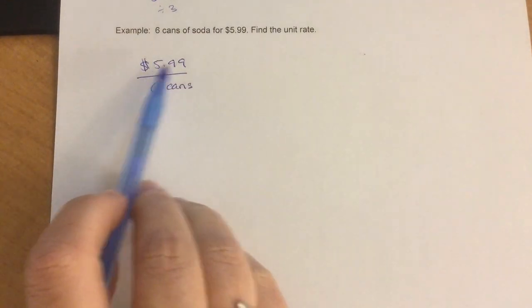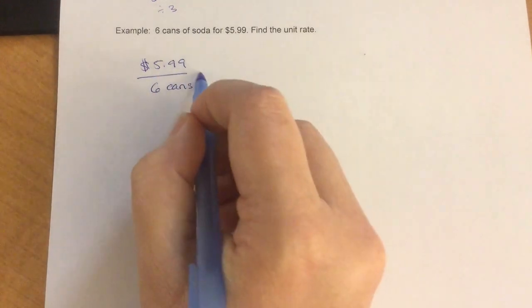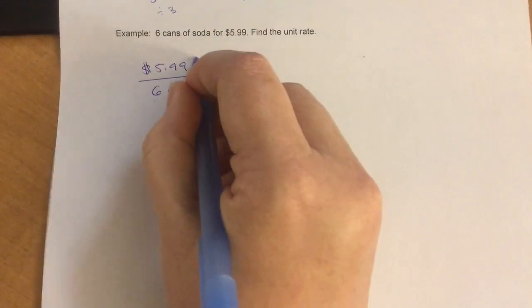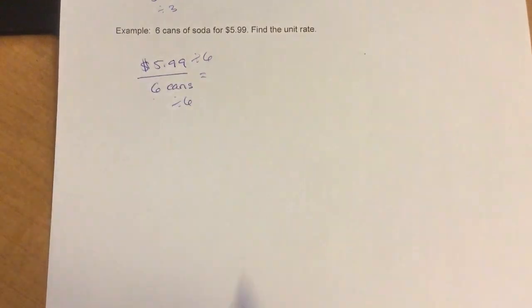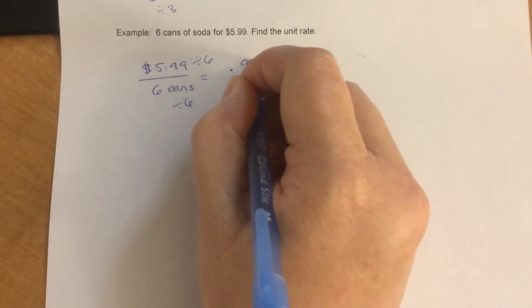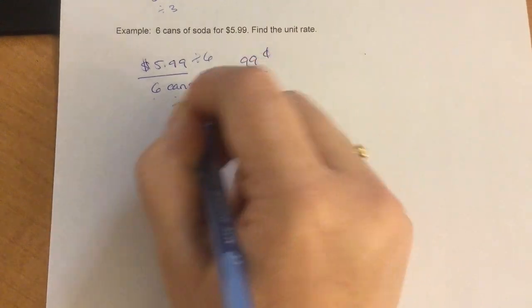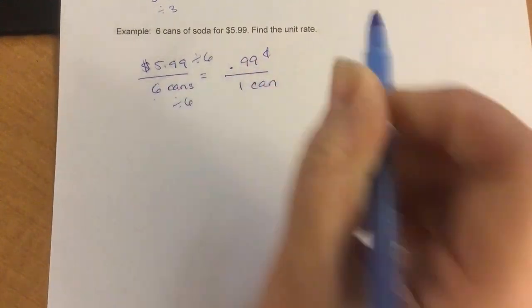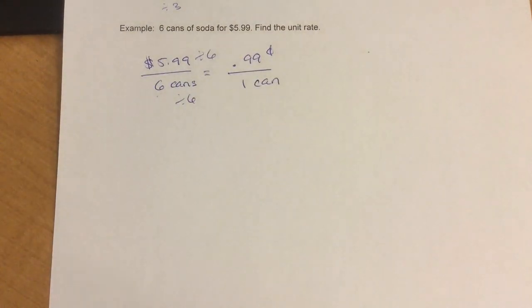So if we've got $5.99 for 6 cans, we need to reduce this by 6. So I need to divide top and bottom by 6. Definitely a calculator problem. $5.99 divided by 6 actually comes out to 99 cents per 1 can. So every can was 99 cents, and that's the unit rate.